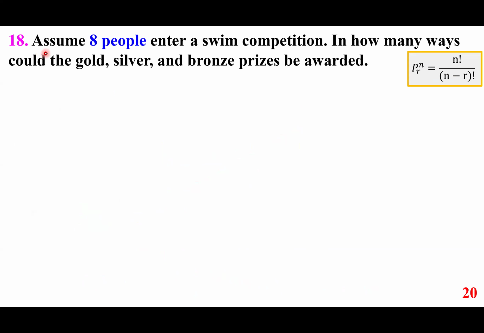Assume 8 people enter a swim competition. In how many ways could the gold, silver, and bronze prizes be awarded? Now, remember the combination. Order is not important. In the case of a permutation, it is, and it has a different formula.